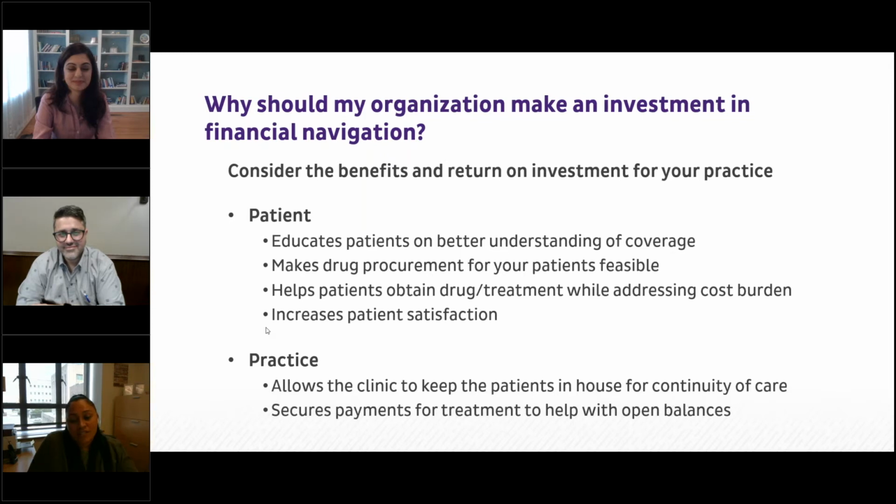But addressing those cost burdens to the patient up front is a huge value to financial navigation as well, so that they're not leaving with the script from Dr. Naveen and saying, okay, I'm going to get it, and then they get to the pharmacy and say, oh, I'm not getting this. And of course, it increases your patient satisfaction. We've already addressed what's going to come, and we've made a plan on how we're going to help.